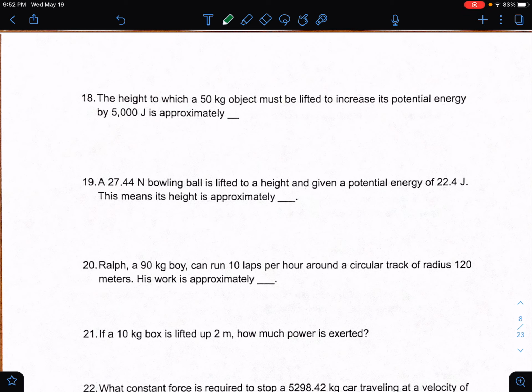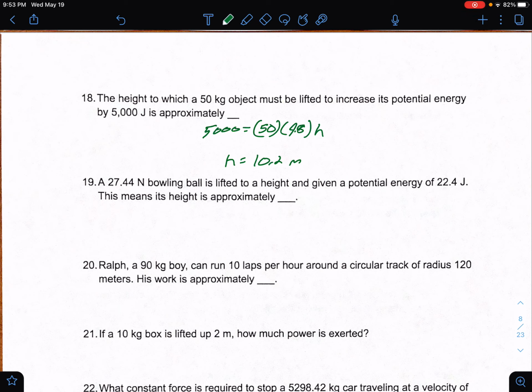Okay, number 18. The height to which a 50 kilogram object must be lifted to increase its potential energy by 5,000 joules. Okay, so it gave me potential energy. So I'm going to do 5,000 equals mass times gravity times height. So my mass is 50, gravity is 9.8, and my height, I'm just going to leave as h. Okay, just get h by itself. h is 10.2 meters.